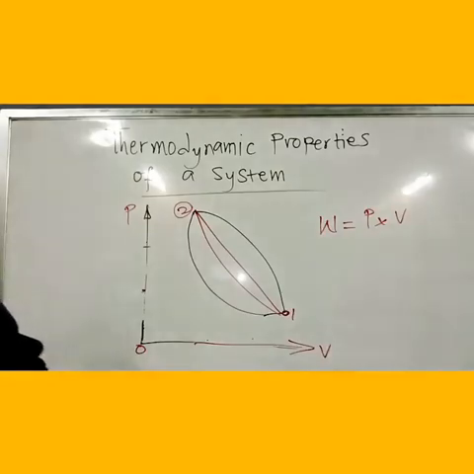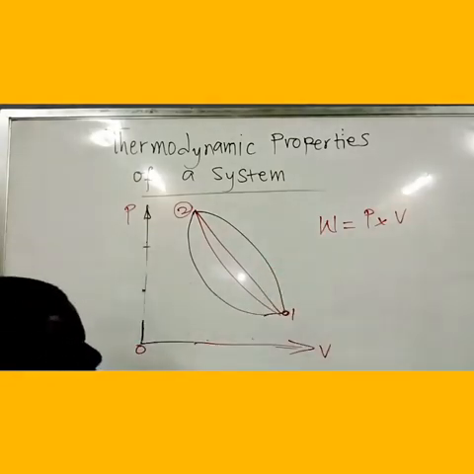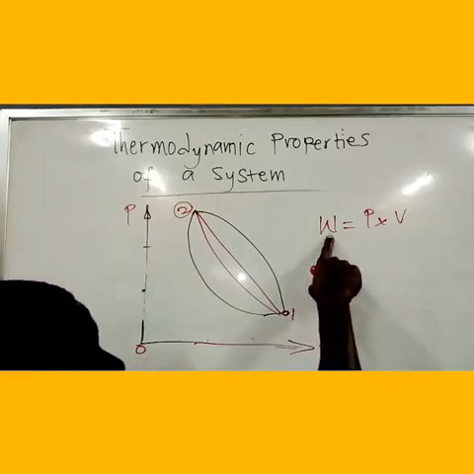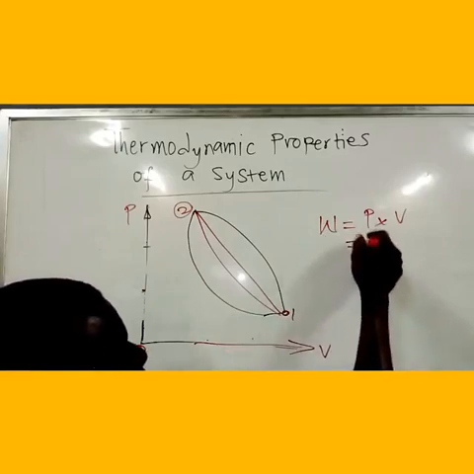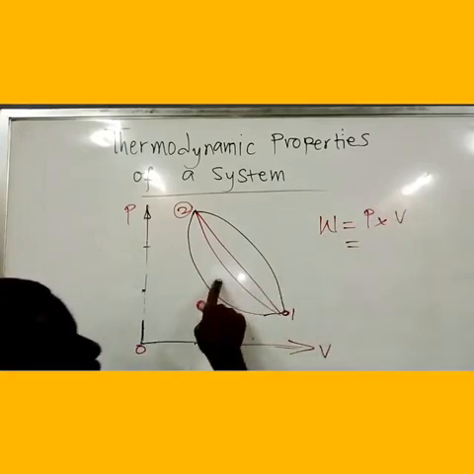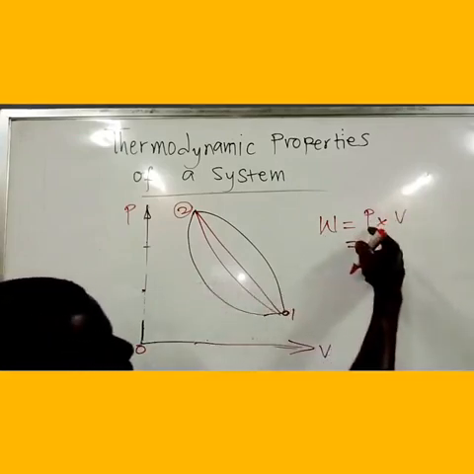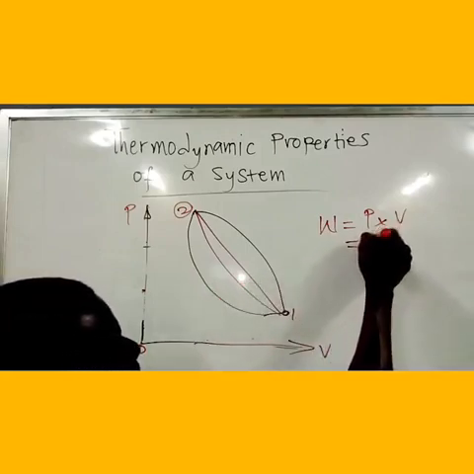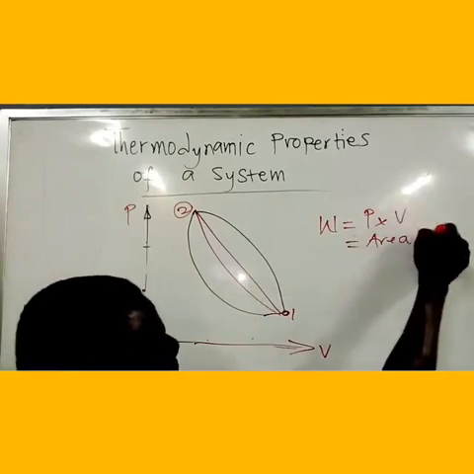And we have established that pressure and volume are thermodynamic properties. Which means that work done in thermodynamics is the area under the curve. So work done, pressure times volume, is the area under the curve. So work done is the area under the graph.